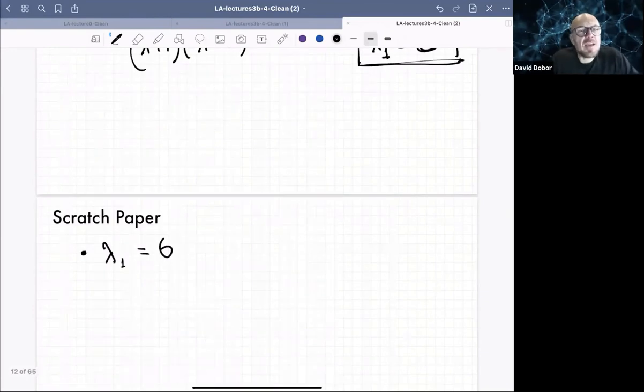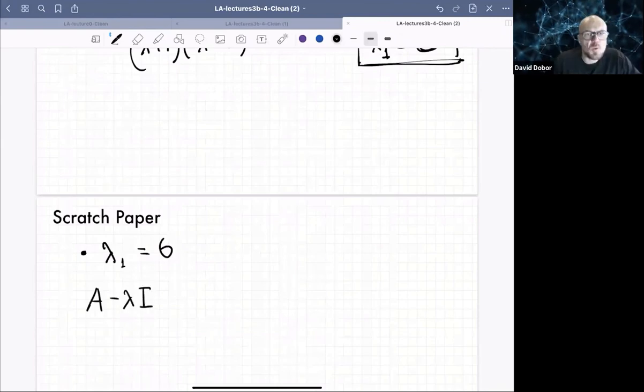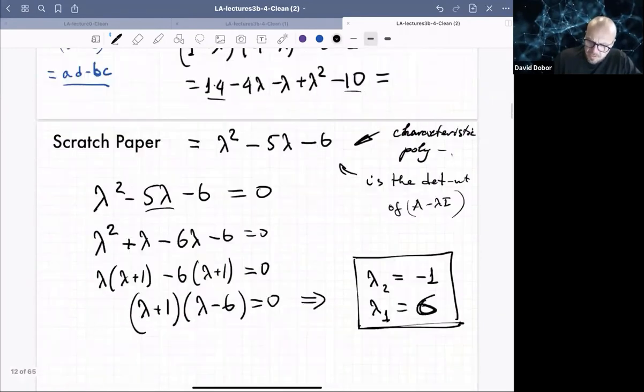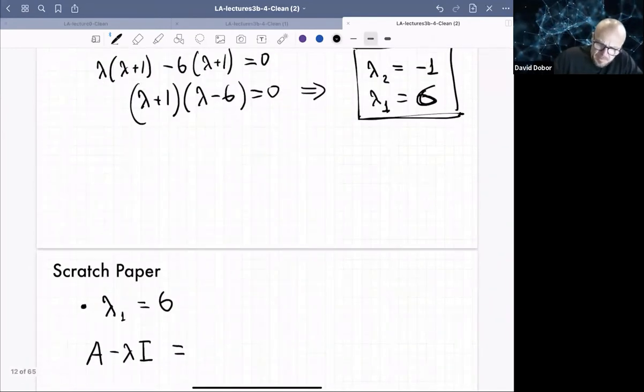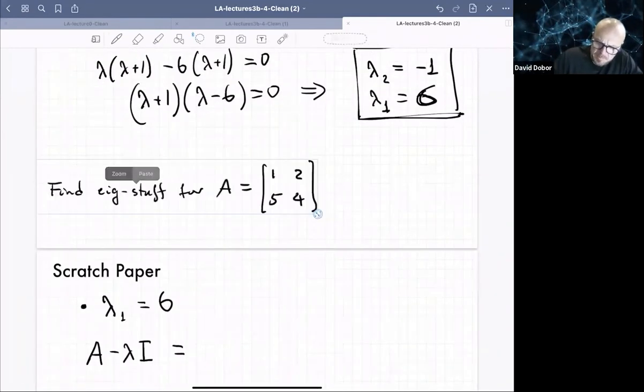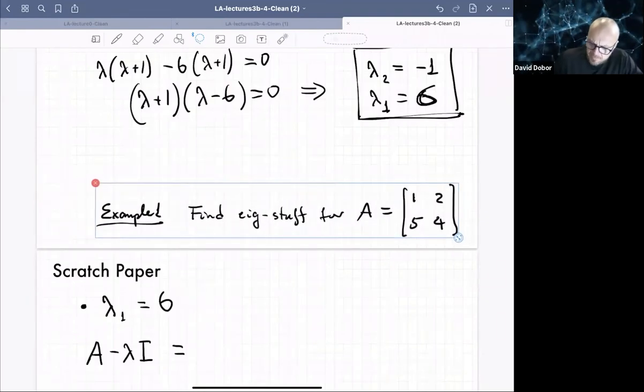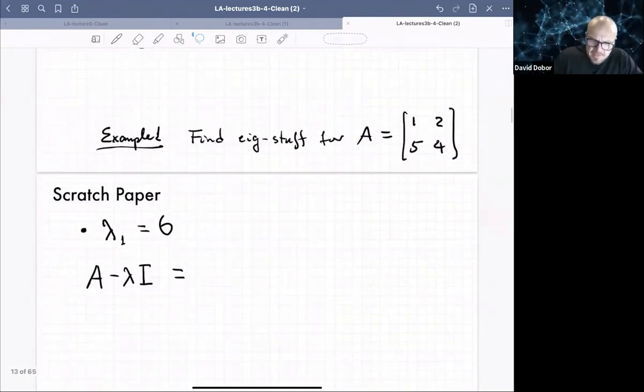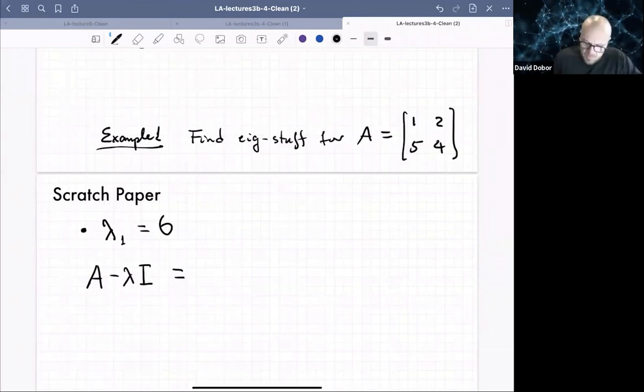What's A minus lambda I? A minus lambda I, for this particular lambda, the first one, is, here's my matrix. Oh, I should have reminded you here that I'm still solving the same problem. Like this is the example that we have carried around. We're still working, we're just halfway through solving this example. So here, this is lambda 1. Okay, let's write it down again in a detailed way.